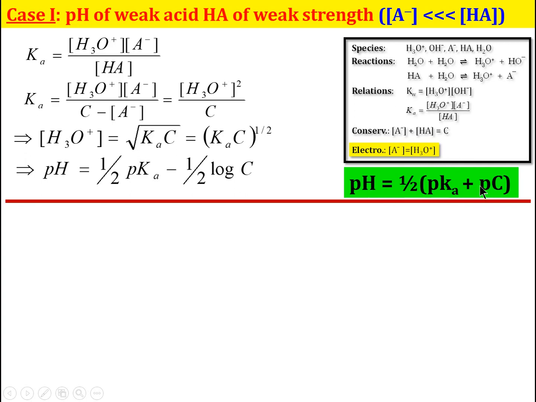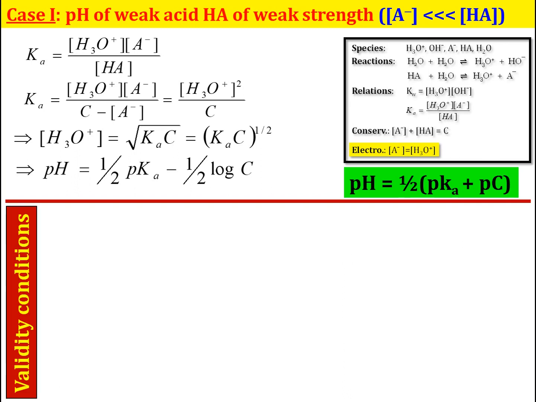In this relation, we have three terms: the pH, the pKa, and the concentration. Since the pKa of the couple is constant, the variables are pH and the concentration, and this relation is valid for an interval of pH and for an interval of concentration C. So what are the validity conditions for this relation?